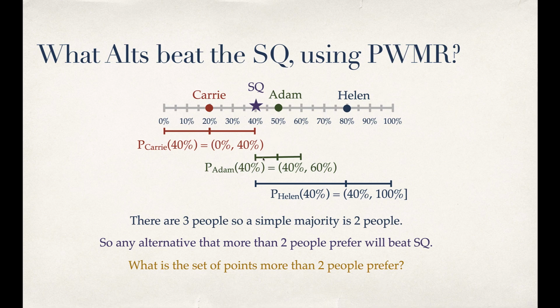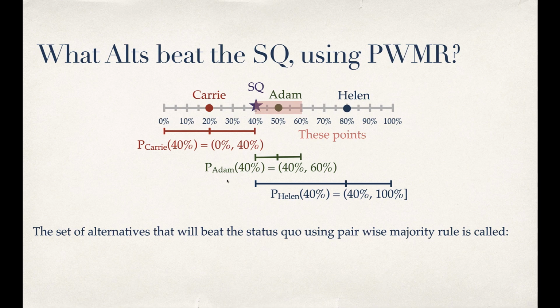Here, Adam prefers everything between 40 and 60, not including 40 and 60, and Helen prefers everything between 40 and 100. 100 she does prefer, 40 is the boundary. But there's an overlap. For two of the three people, there is a set of things that they both prefer. So this set of things would beat the status quo in pairwise majority rule. So it's this set of alternatives. Everything from 40 to 60, not inclusive, would beat 40.